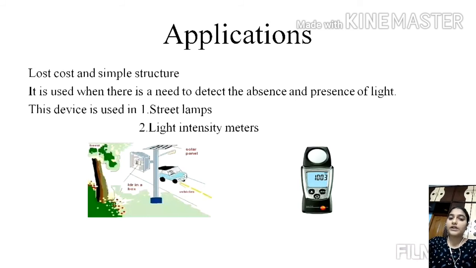And besides street lamps, there are light intensity meters, which are used on conveyor belts to count the number of packages moving on the conveyor belt. You can see I mentioned the pictures. This is a light intensity meter, and this is just a cartoon picture of street lamps.